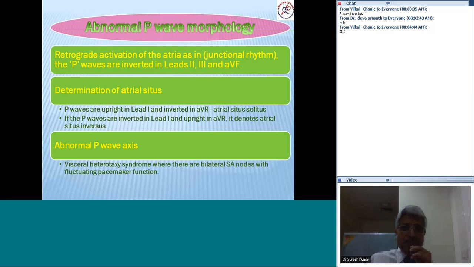You can have a more complicated situation in visceral heterotaxy syndromes when there are bilateral SA nodes with fluctuating pacemaker function, in which case you can get a situs solitus like pattern in one ECG and a situs inversus like pattern sometime later. And a junctional rhythm is the feature in right isomerism, and in left isomerism you can get a junctional rhythm or complete heart block. But for situs solitus versus inversus, look at lead 1 and AVR, and for dextrocardia, look at the QRS progression from V1 to V6. Any question?